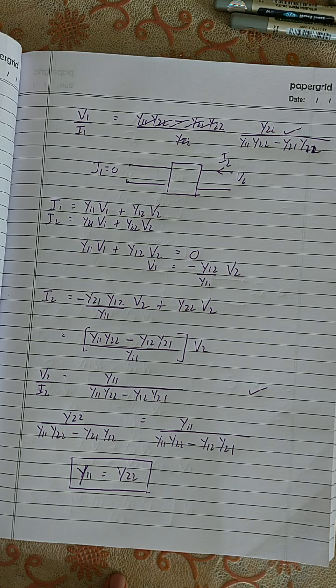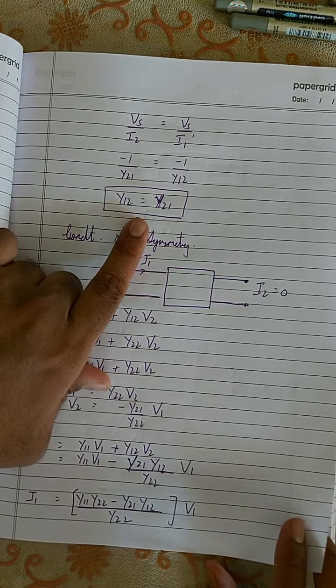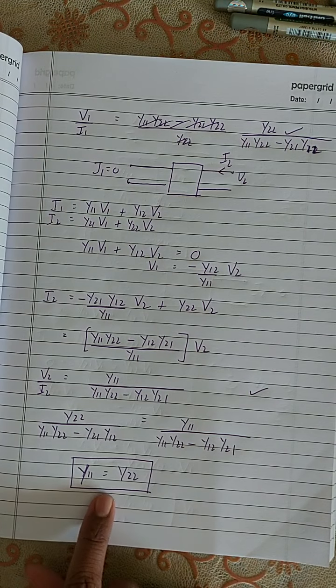So this is how we find the value of Y parameters and check the condition of reciprocity and the condition of symmetry.